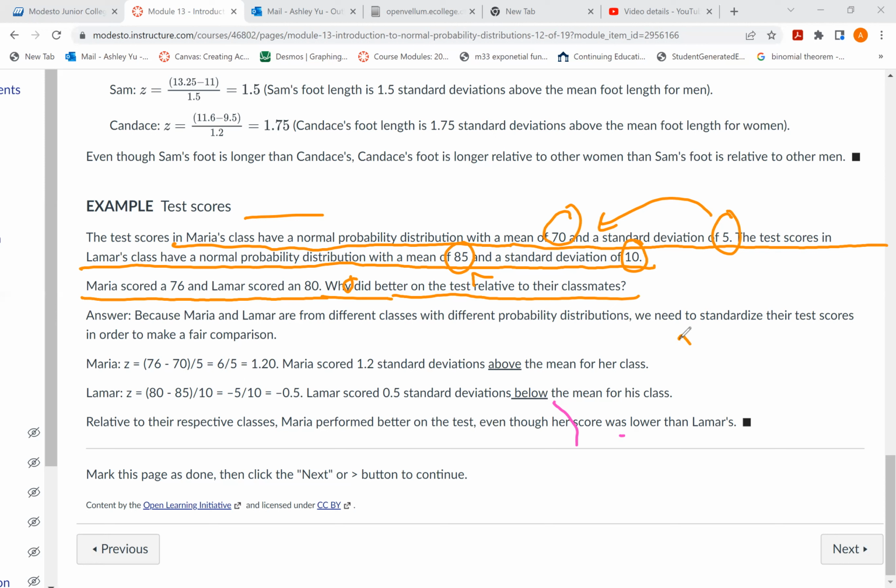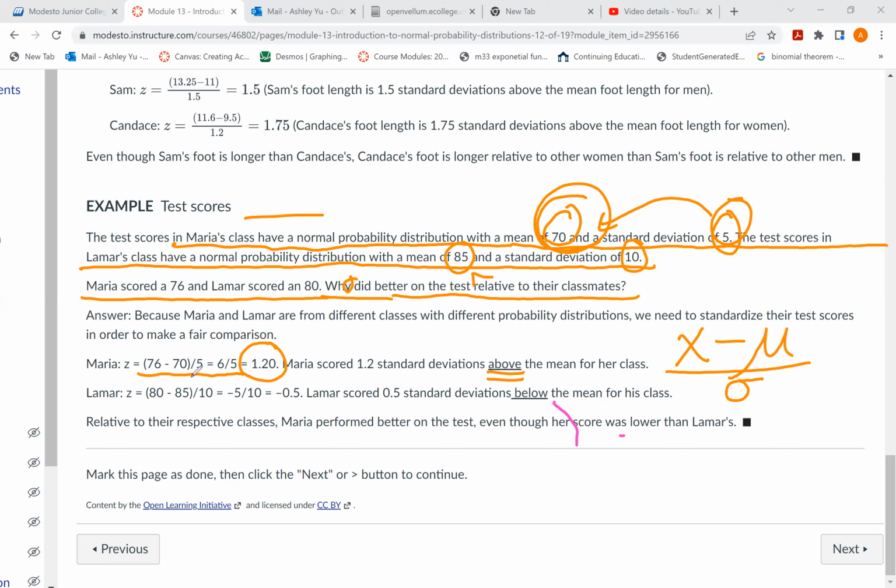So if I take her score and subtract the average value for her class, which was 70, and divide by the standard deviation, which was 5, I get this calculation here. 76, her score, minus the mean 70 is 6, divided by 5, the standard deviation, I get 1.20. So Maria scored 1.2 standard deviations above the mean for her class. Okay, now we'll compare that. Now just set that information aside and think about Lamar.